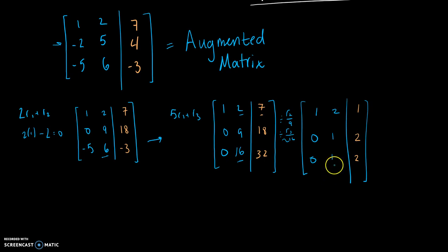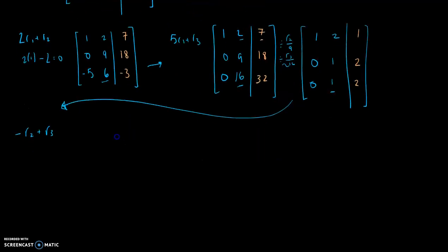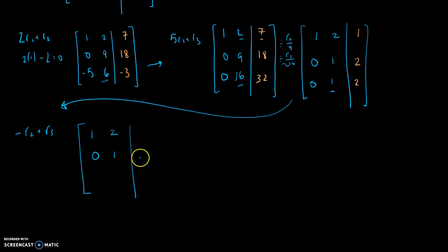Alright, so again, now that we've simplified this, we want to get rid of this 1, so how are we going to do that? I'm going to say -1 times row 2 plus row 3. Okay, and what is that going to leave us with? That's going to leave us with, well, the first 2 rows are staying the same. Okay. That includes that right-hand side.